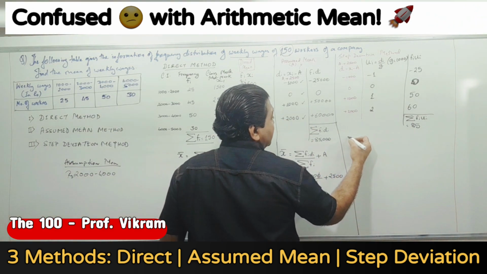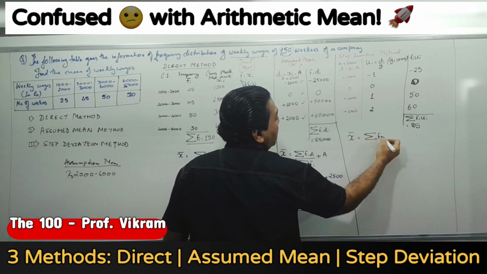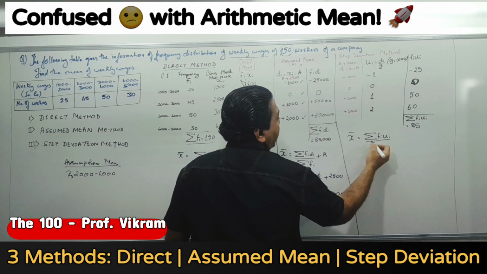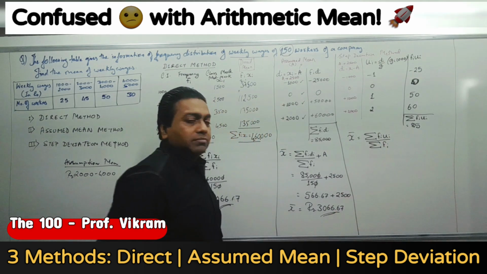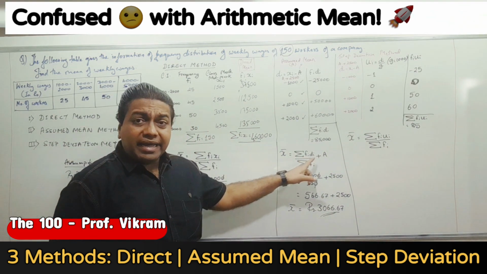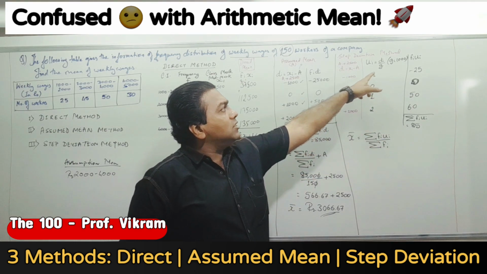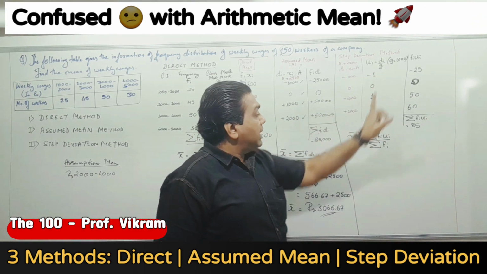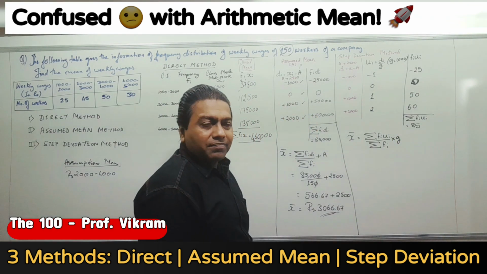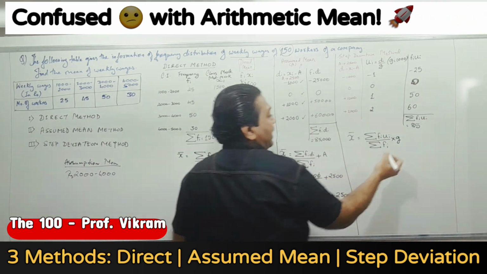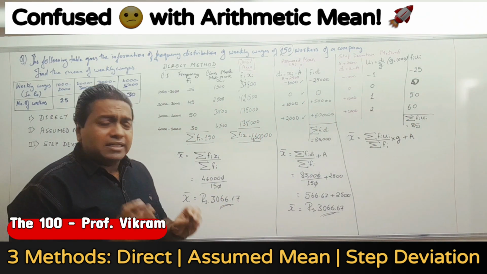The formula is x bar is equal to summation of fiui upon summation of fi. So instead of fidi, I am having fiui upon summation of fi. Because I divided by G first, here I will multiply this fraction by G. Because I subtracted A, I will add A. So that's the difference in the formula.